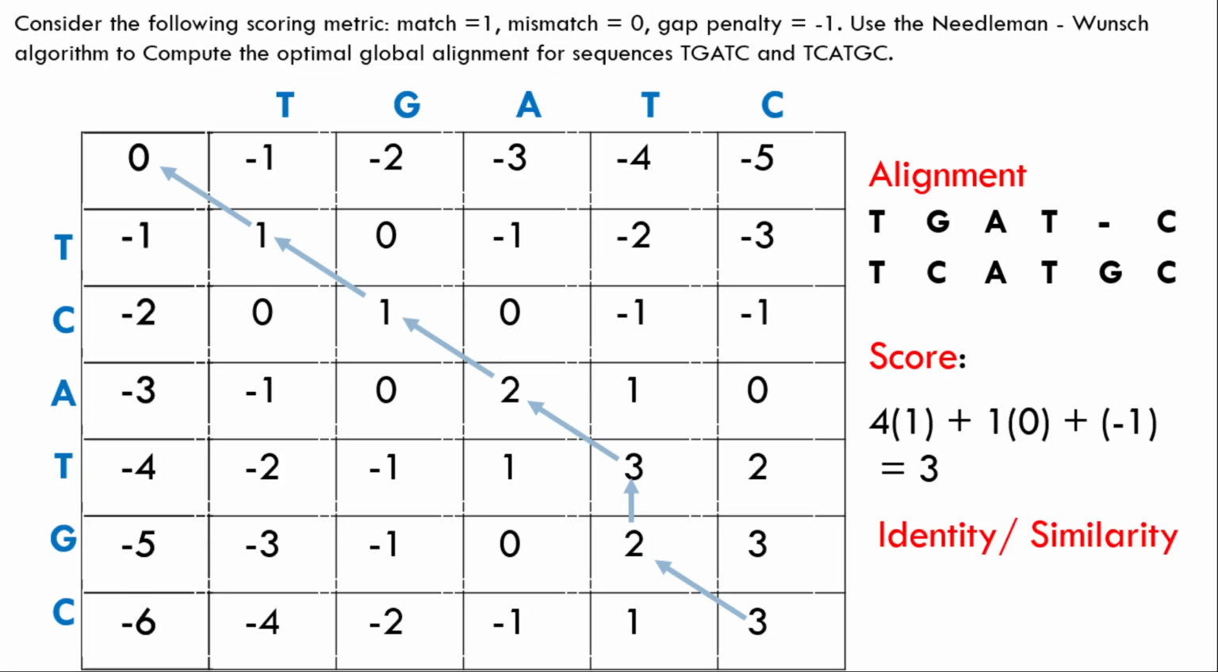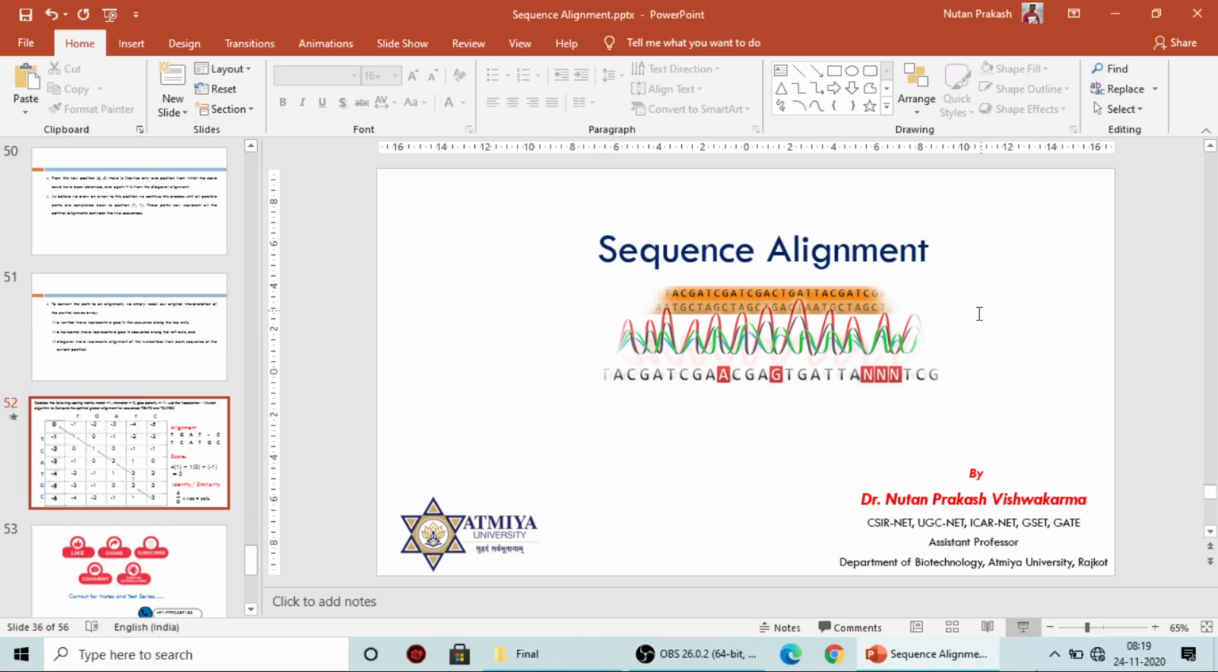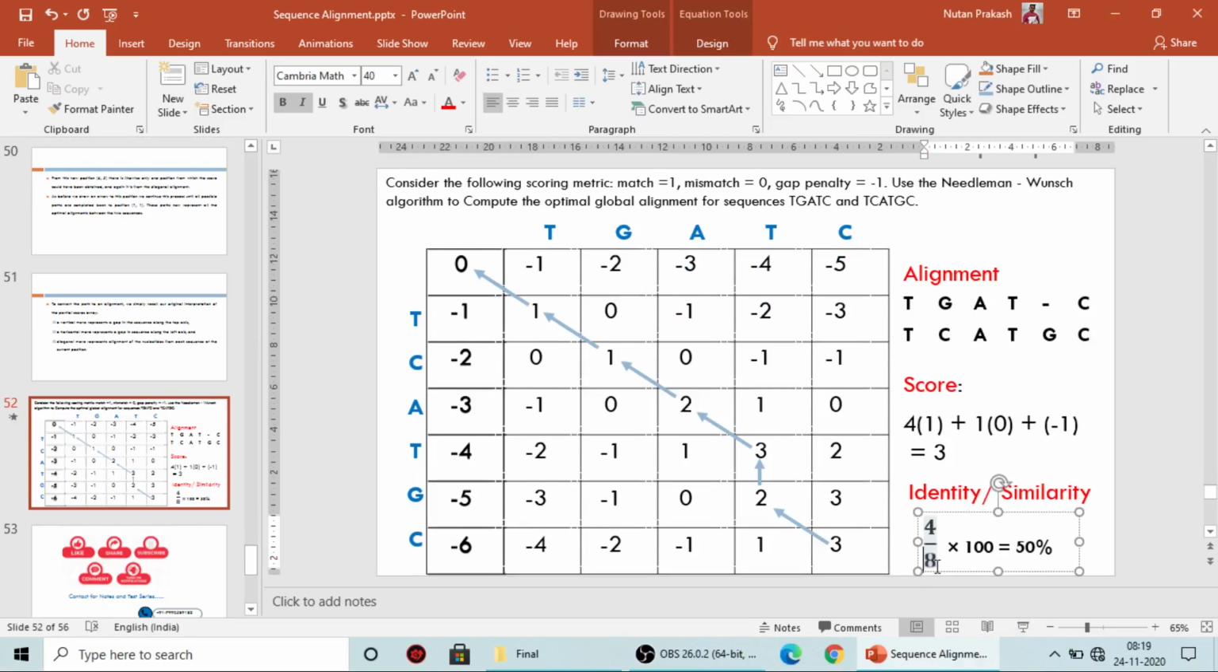So identity and similarity, if you want to calculate, just like I already taught you, right? If you want to see how much percent identity both the sequences are sharing, so you can see total identity is 1, 2, 3, 4, 4 matches, and total here it is wrong. Very sorry, I have to make the correction. It should be 4 by 6, because the overall length of both the sequences was 6 only, so 4 by 6 multiplied by 100.